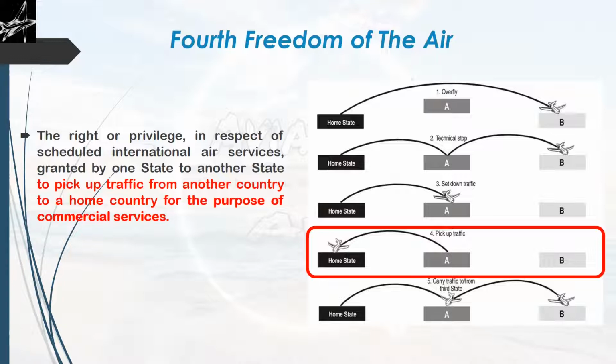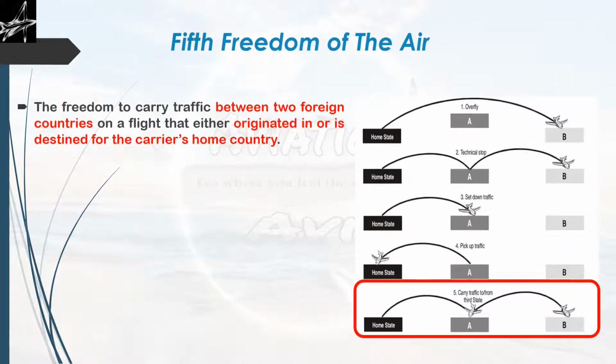So to understand this, the airline of the home state picks up cargo, mail and passengers, or traffic rather, from country A and moves back to its home state. The fifth freedom of air grants the freedom to carry traffic between two foreign countries on a flight that either originated in or is destined to the carrier's home country.